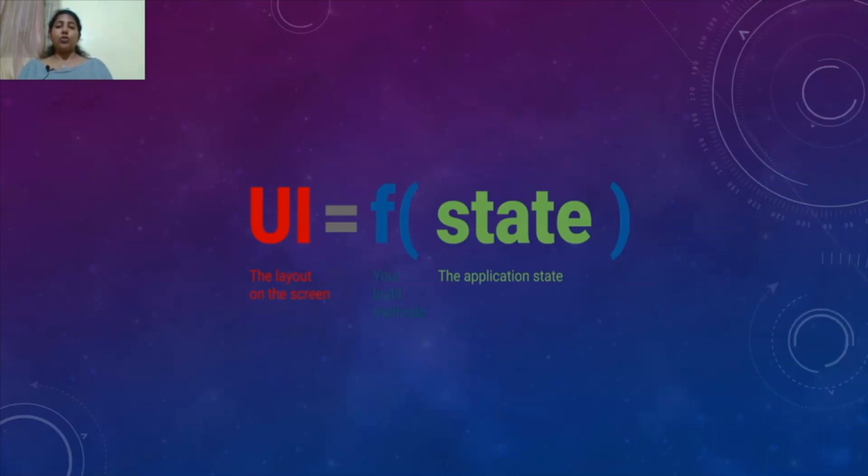That is, whenever you try rebuilding your widget, you're actually calling this function so that you get your UI rebuilt. So if you understand this, your entire state management is around this.